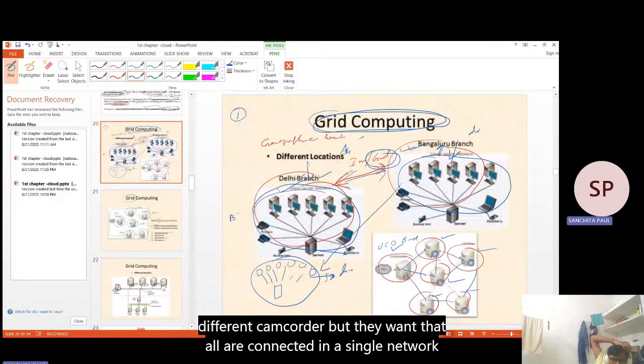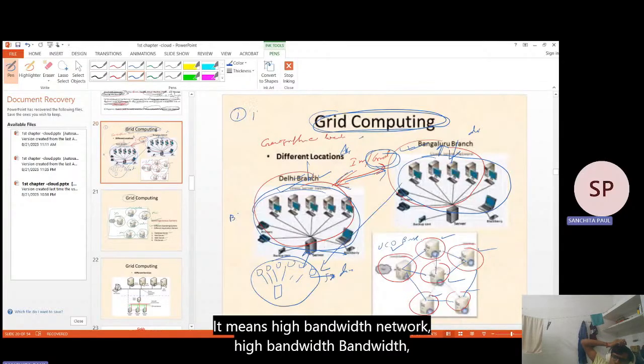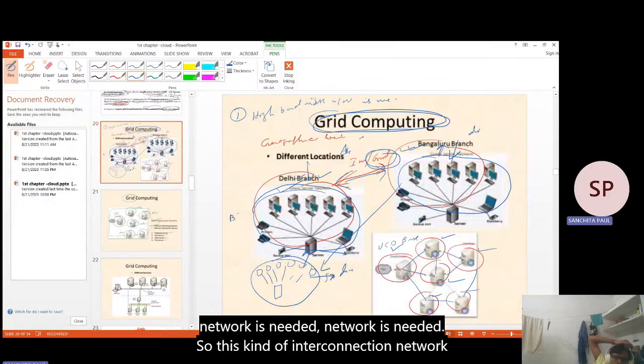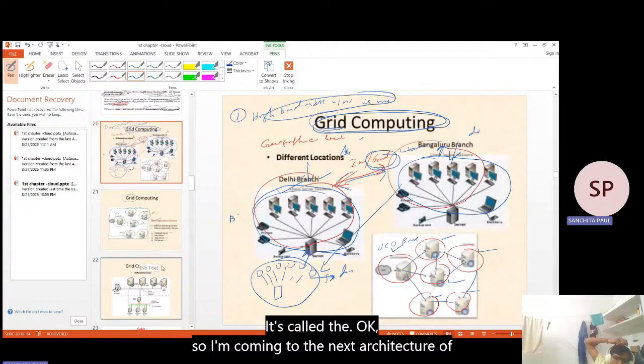Because these are different geographic locations, it means a high bandwidth network is needed. So this kind of interconnection network with high bandwidth is called a grid. Okay, I am coming to the next architecture of grid.